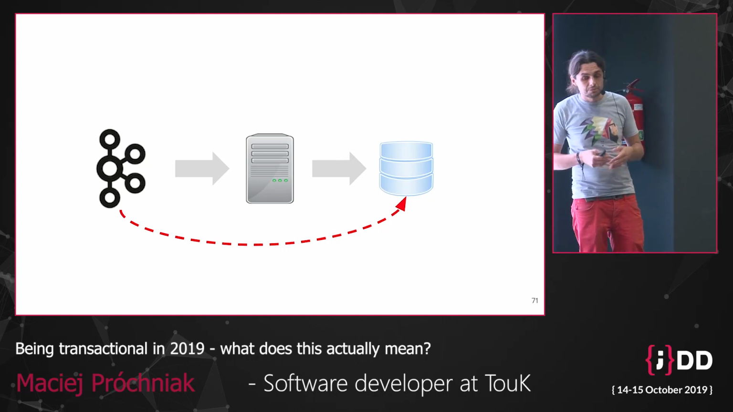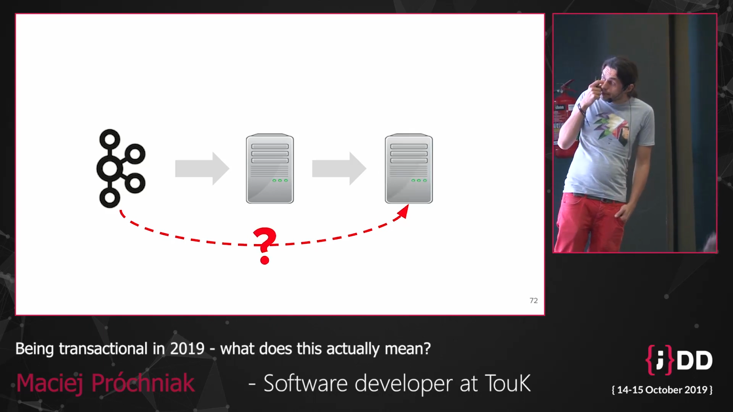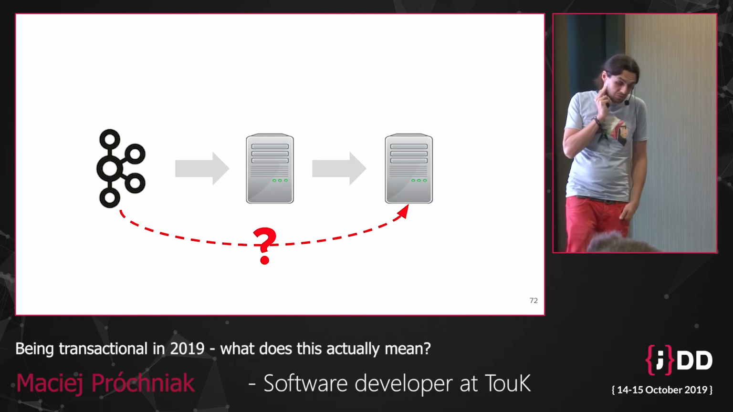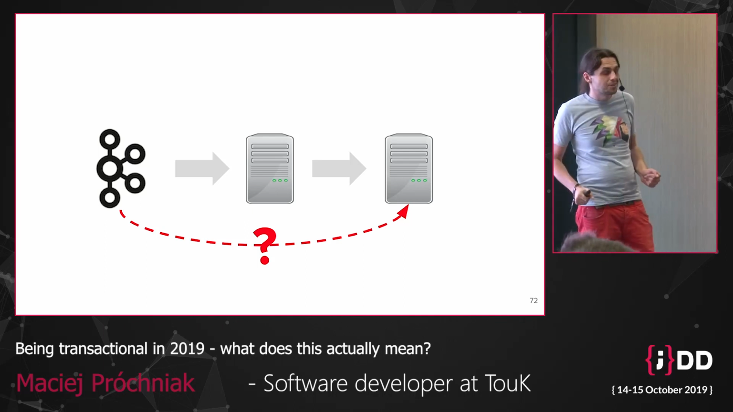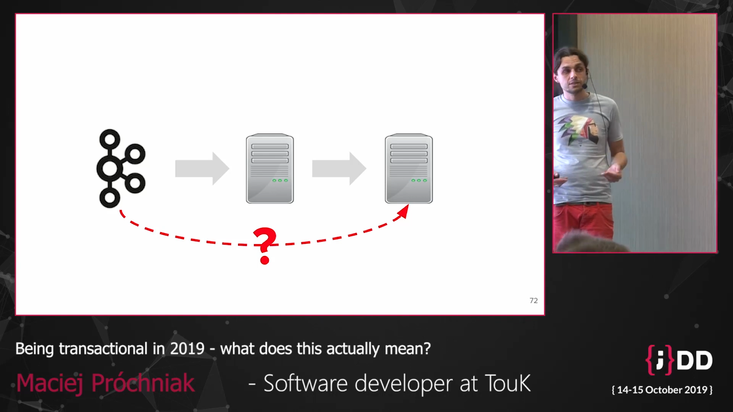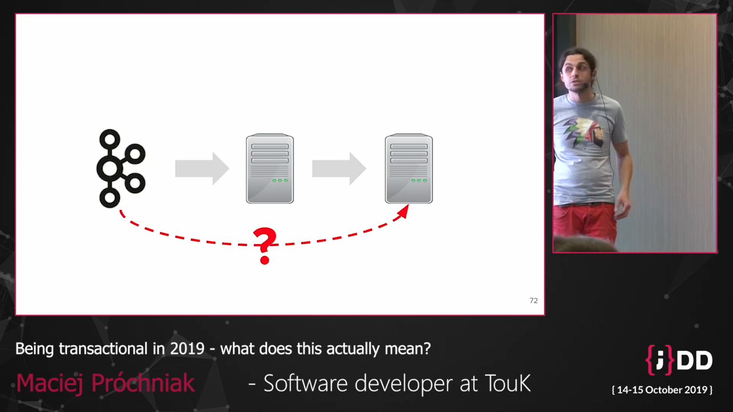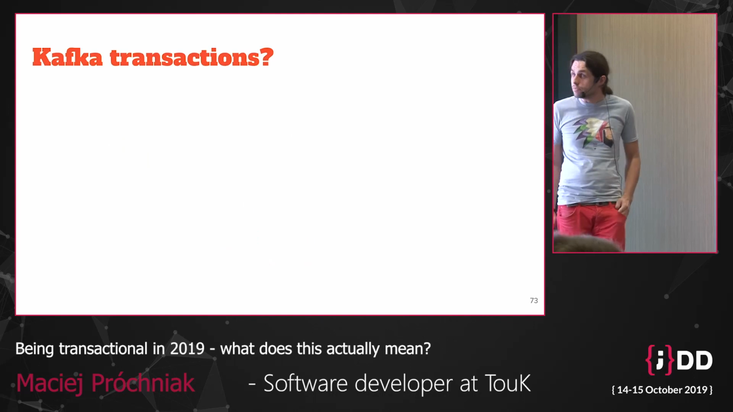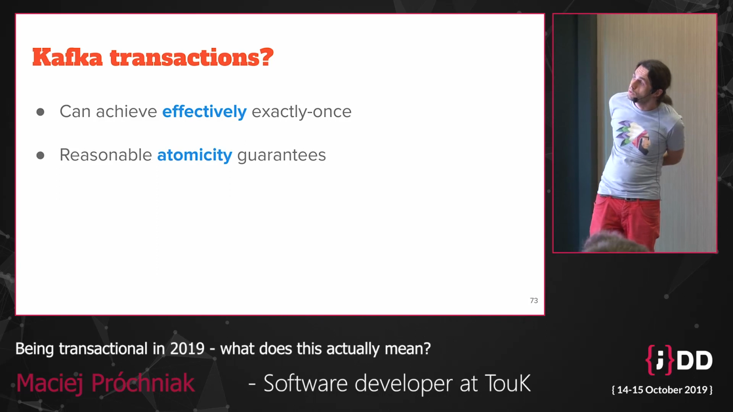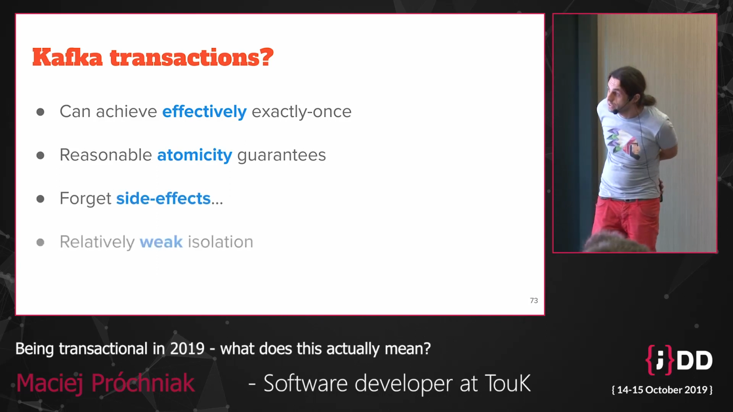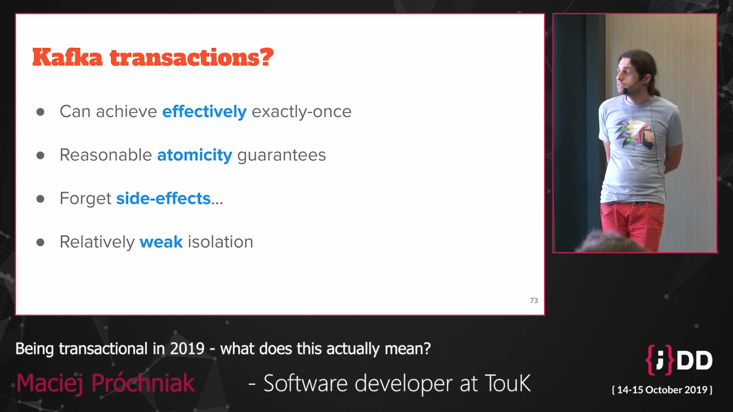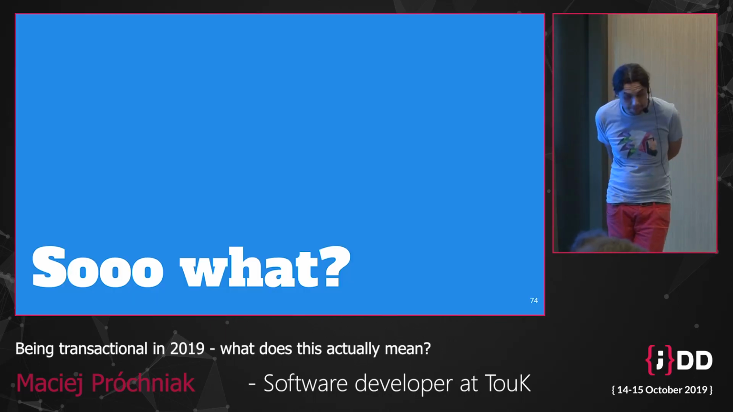So these are special cases, but I do believe that in generic cases where, for example, we want to read from Kafka and write to, I don't know, a generic microservice, then we still have to resort to the notion of at least once plus, well, good idempotence, right? So to sum up, Kafka can achieve exactly once with reasonable atomicity guarantees. We cannot perform side effects, right, like writing to another microservice, and we have relatively weak isolation.